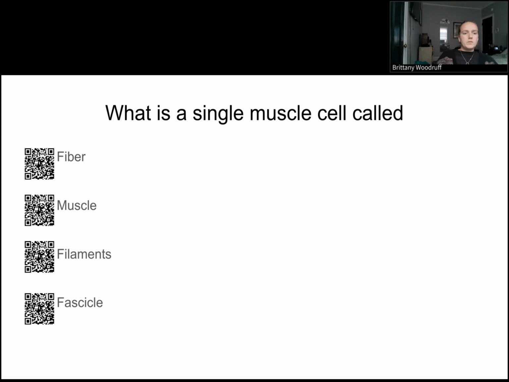Yeah, so a single muscle cell is called a muscle fiber. This is just straight from your packet, one for one, okay? Muscle cell is called a muscle fiber.